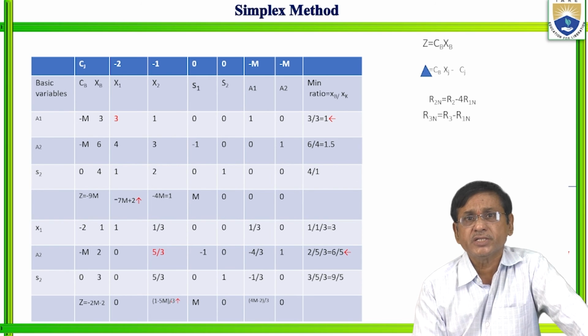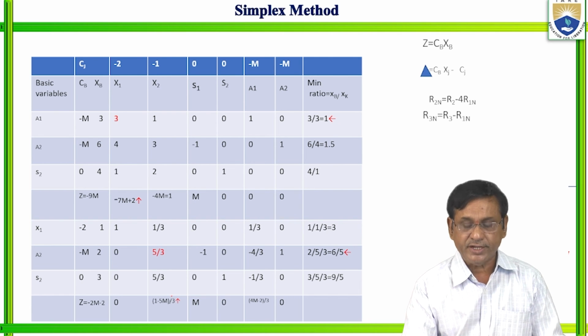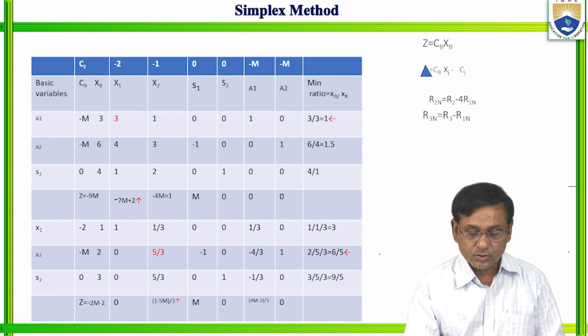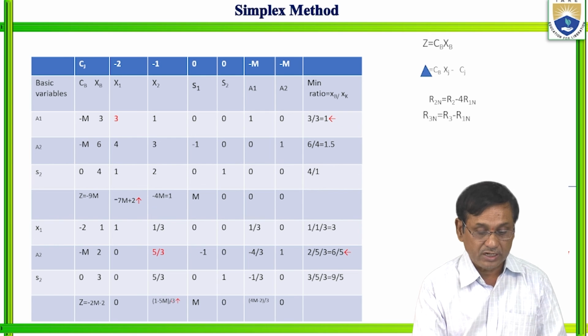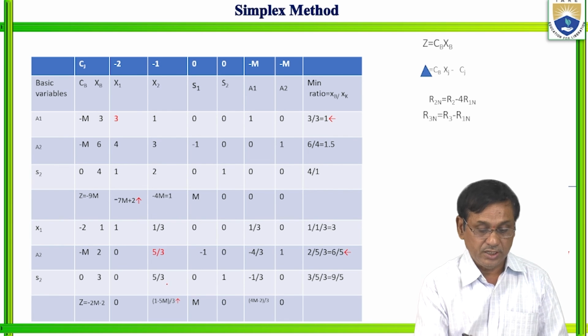Now we have to decide the outgoing vector. The outgoing vector is decided by the minimum ratio. So we have to calculate the minimum ratios by using the key column. The second column is the key column. The ratios are 1 by 1 by 3, that is 3, 2 by 5 by 3 is 6 by 5, 3 by 5 by 3 is 9 by 5. So in this the minimum ratio is 6 by 5. That means the second row is the key row and the second column is the key column.